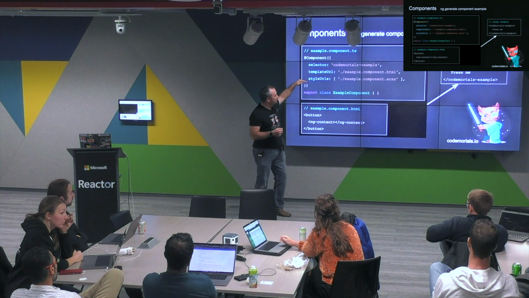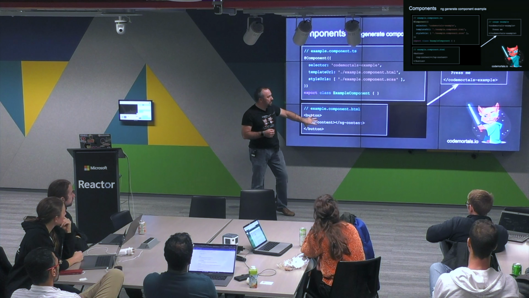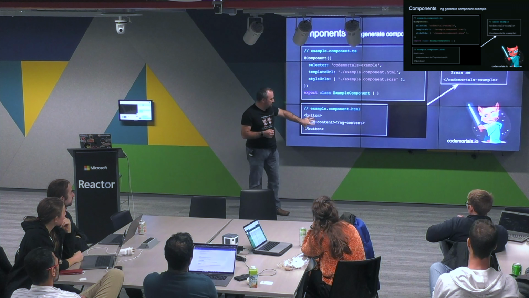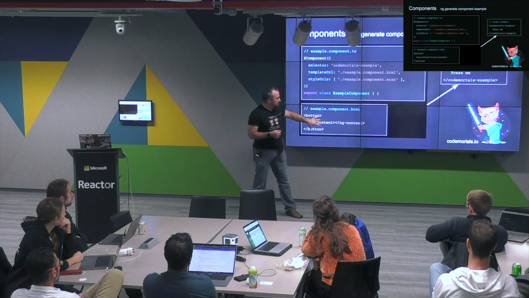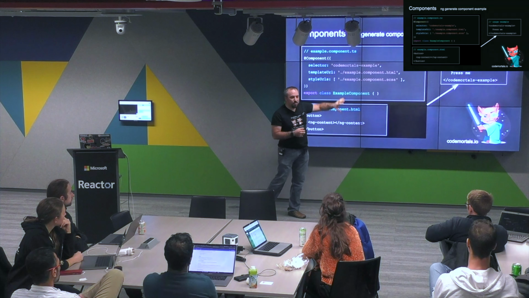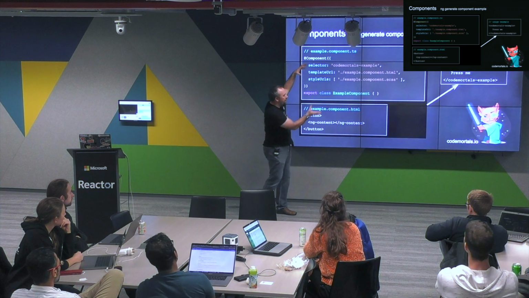And then you have two more. You have a template HTML, so this is the HTML you want to execute. So when I call that CodeMortals example, it's going to actually present it back like this as a button in effect. And this ng-content, we'll talk about that in a second. And then the style, how do you want to style it? We haven't got an example, but that's really a standard CSS file that can style up this button however we want. So that will tie it all together.